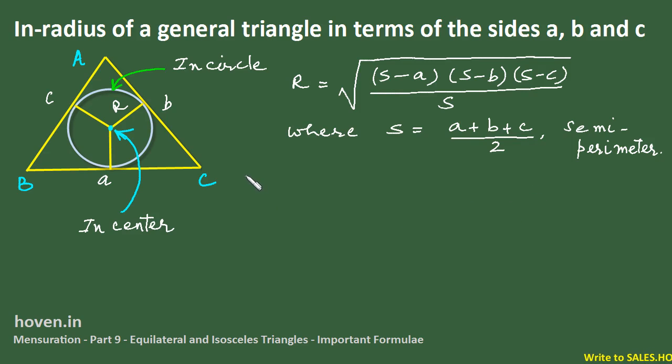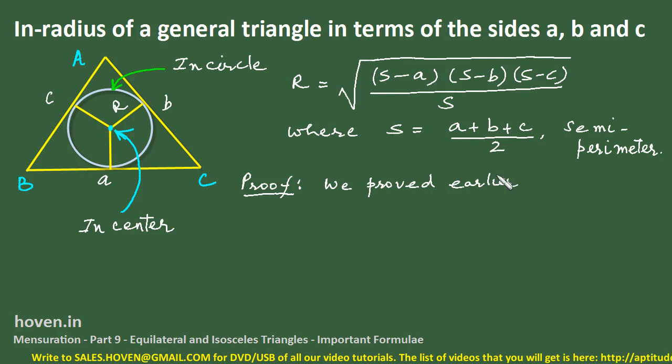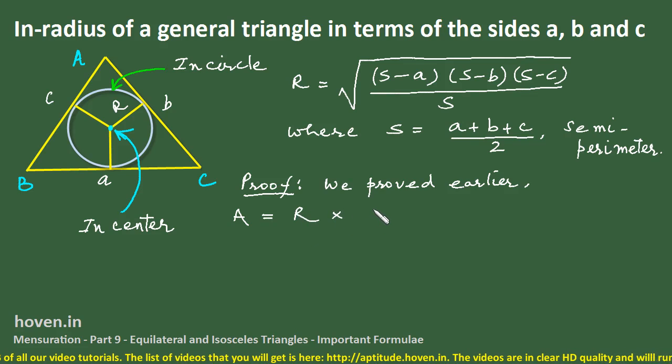We can easily prove this formula so that in case you have difficulty remembering this formula, you can derive it just in time. We proved earlier that the area of a triangle is equal to the radius R into the semi-perimeter. This we proved in our previous video. I have given a proof of this formula that the area of the triangle is known to be the product of the inradius and the semi-perimeter.